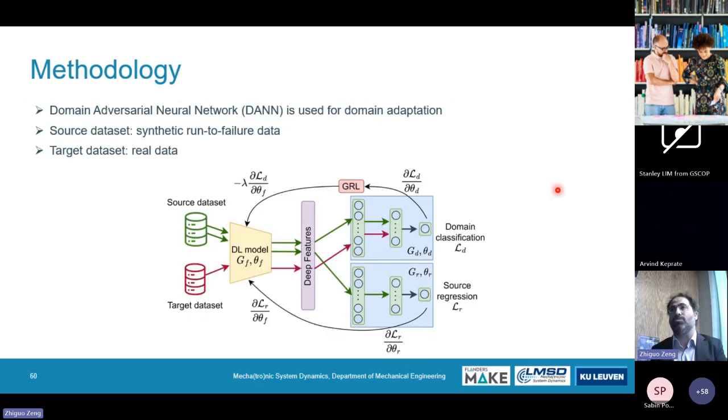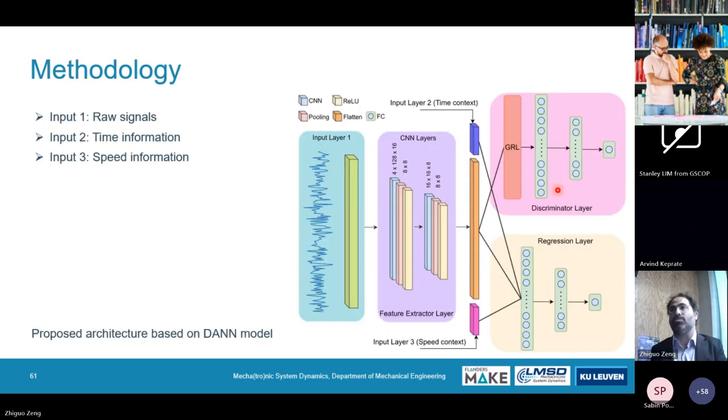So we use a domain adaptation neural network for that. As the source, we have the synthetic random failure data, and the target is the real data. Here we can see a schematic of the model, where we have the raw signals, and then we put embeddings on the input layers. We have a feature extractor. We have here the information from the raw signals, but then we also try to put in time information.